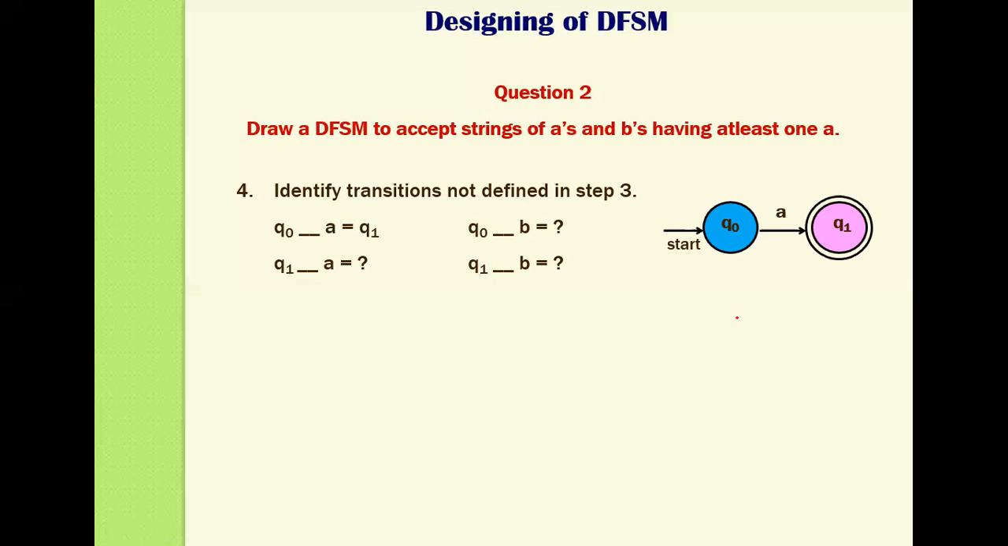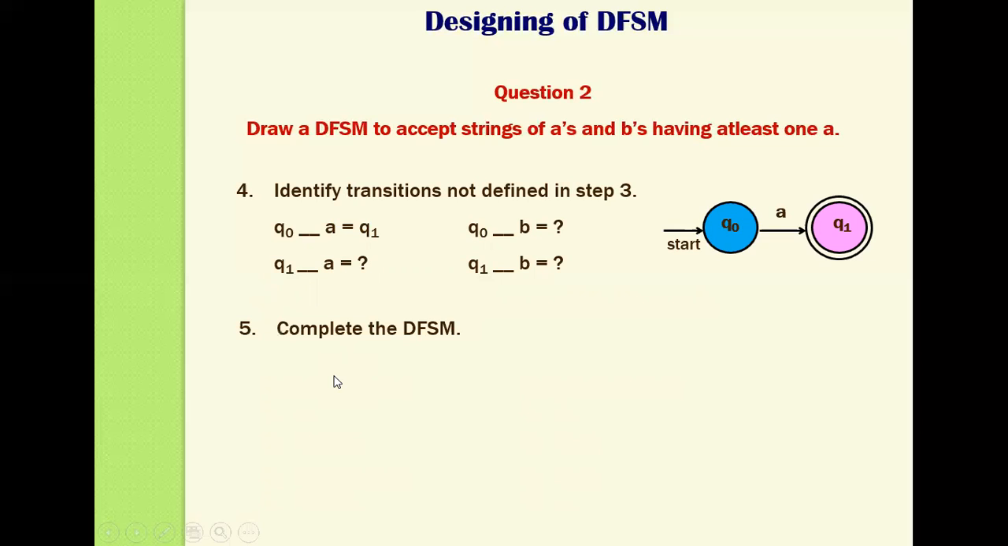I can write it like Q naught upon A, Q naught upon B. What is happening upon A? Similarly, Q1 upon A, Q1 upon B, what is happening? So these are the things we need to find out, and the same thing I've just written here. So now let us see how we can arrive at this.